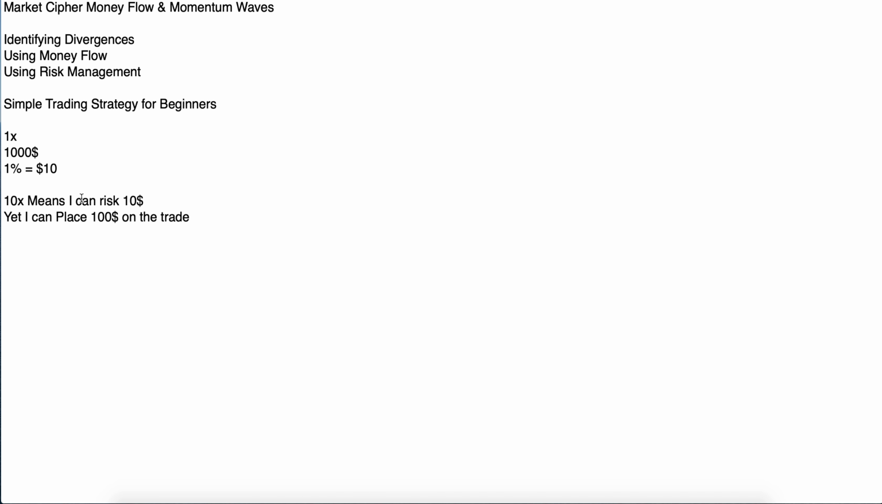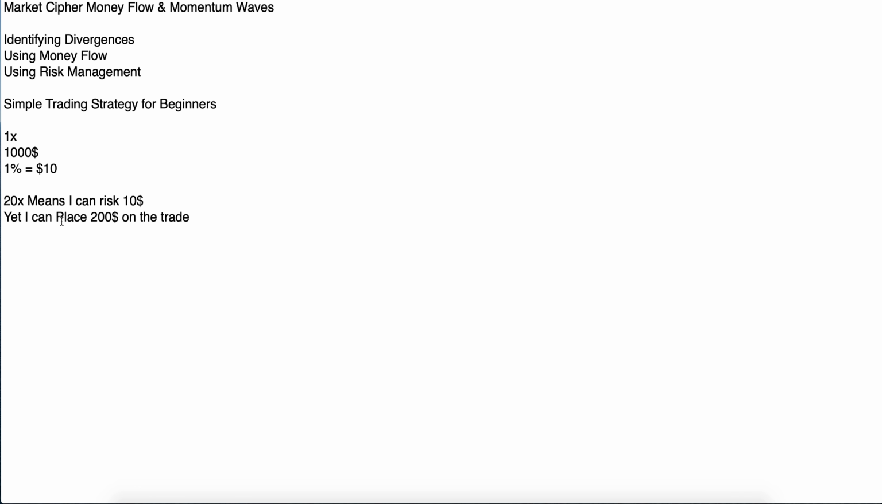You could up this too. Let's say you're using 20x leverage. Well, now you're only risking your $10, but you can put $200 on the trade. So basically you have to do the math. If you have $1,000 in your account and you're using 20x leverage, that means you can put 200 contracts on the trade, but you're only putting up $10 as collateral.